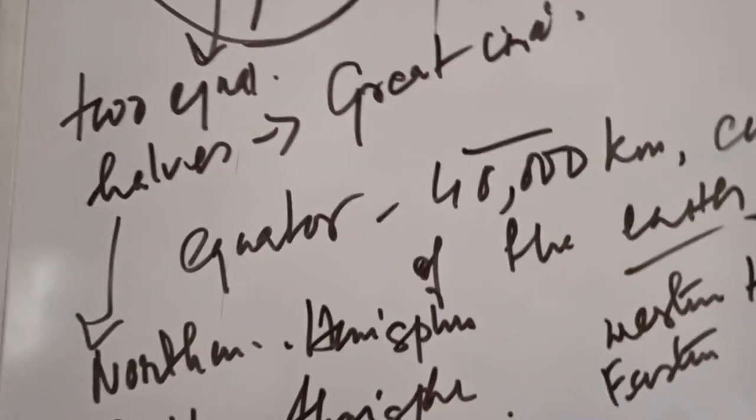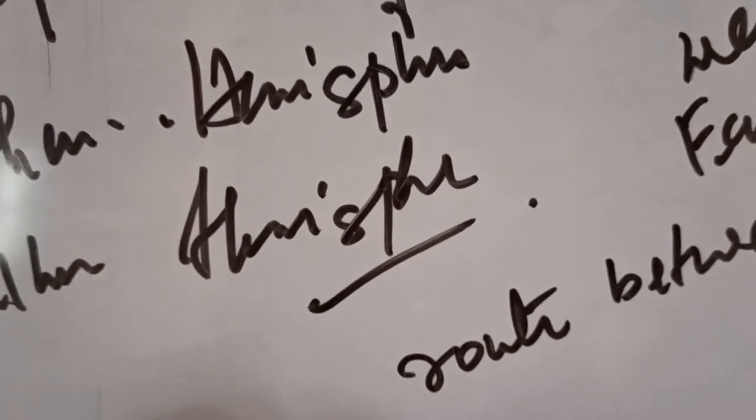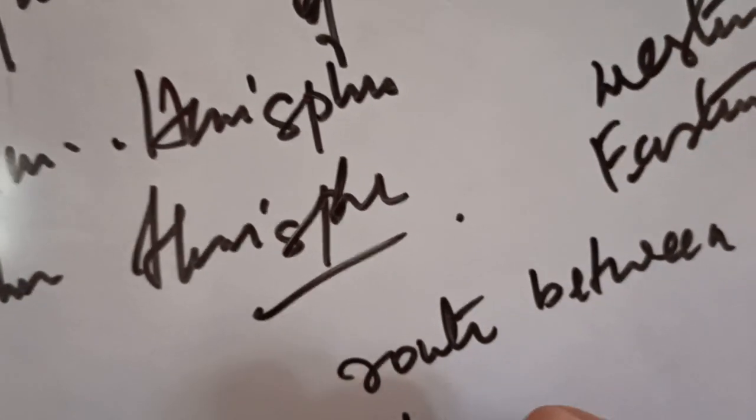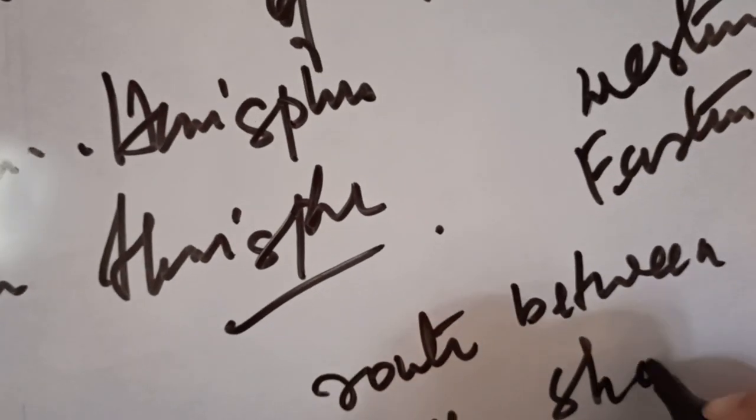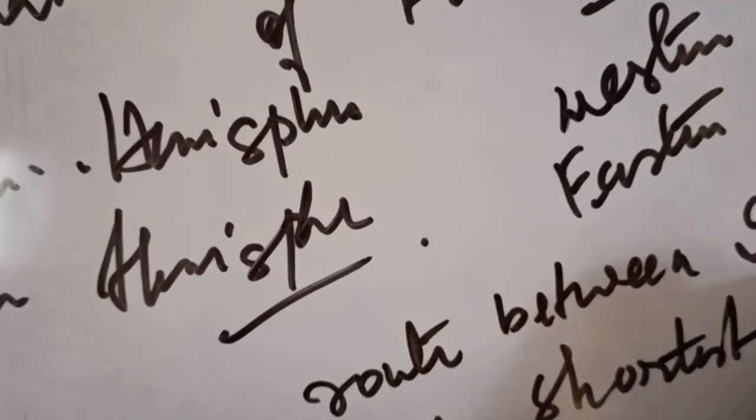So the great circle is actually a route between two points that represents the shortest line between two points.